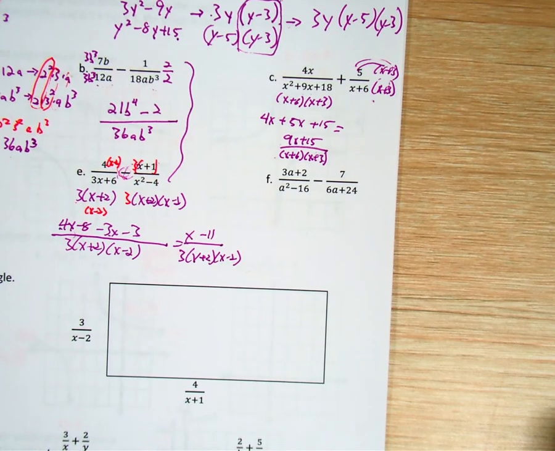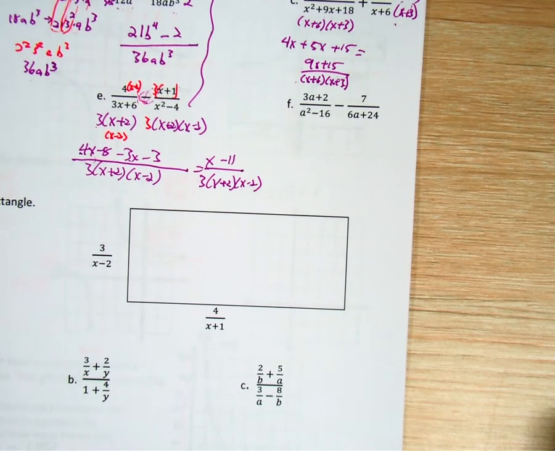Okay, we're going to drop down to here. We're going to do 4b. Then we'll come up here and do the perimeter one.